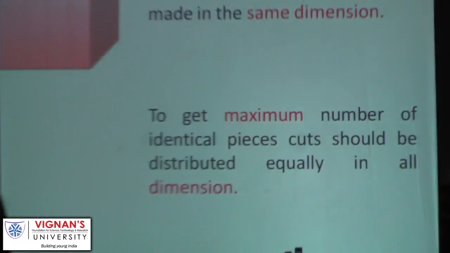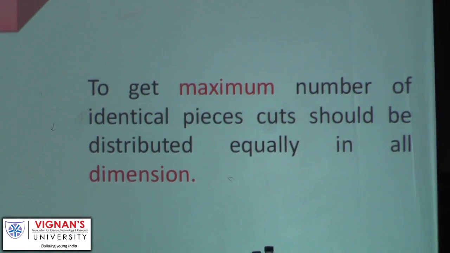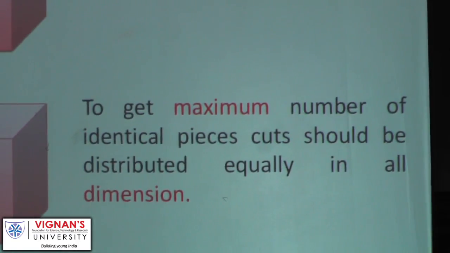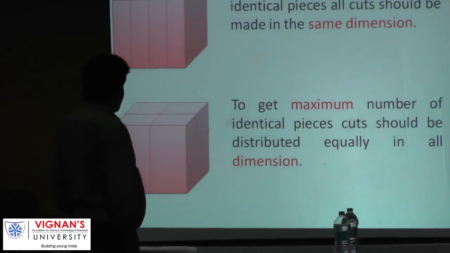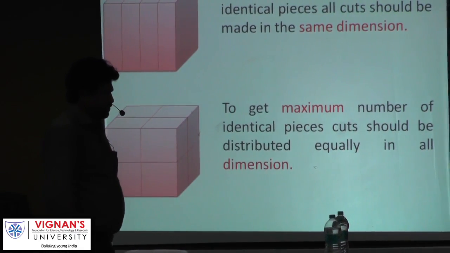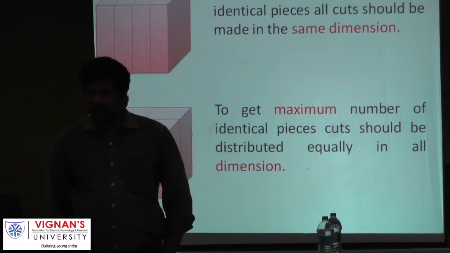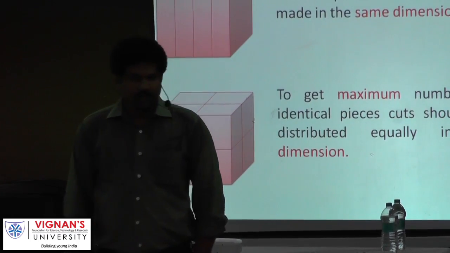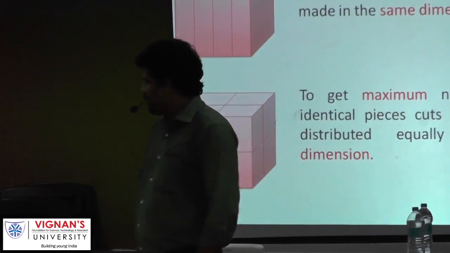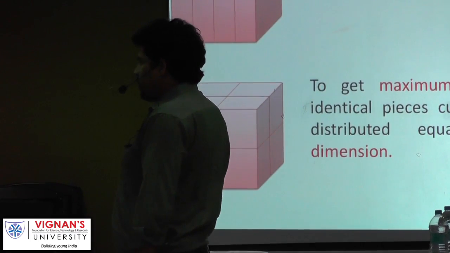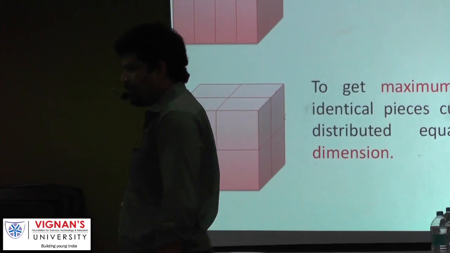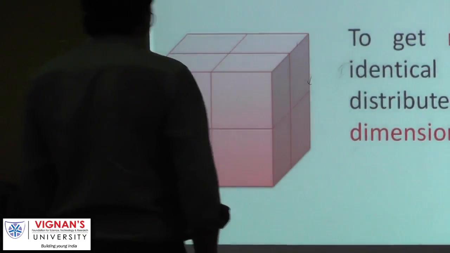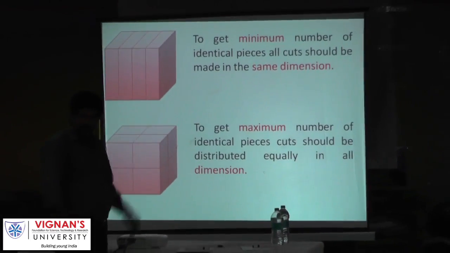Right. Now, to get the maximum number of identical pieces, cuts should be distributed equally in all dimensions. So it is like this. For example, you are given 3 cuts, one cut lengthwise, 1 cut breadthwise, 1 cut heightwise. If you distribute cuts equally in all dimensions, then you get the maximum number of identical pieces. How many pieces are there? You see 4 on the top, upper half, another 4 on the lower half. Right? So this is the idea, to get maximum and to get minimum.